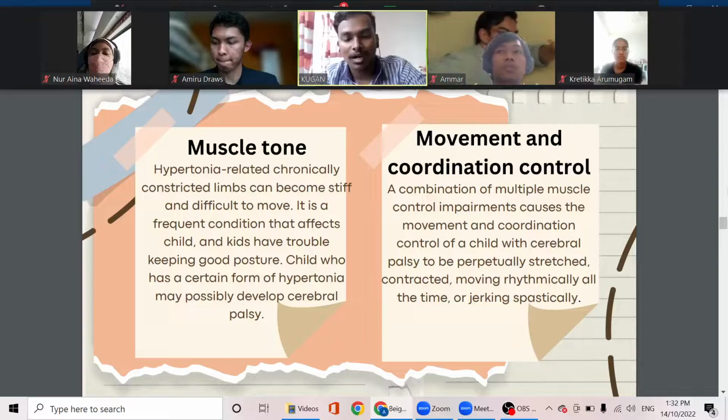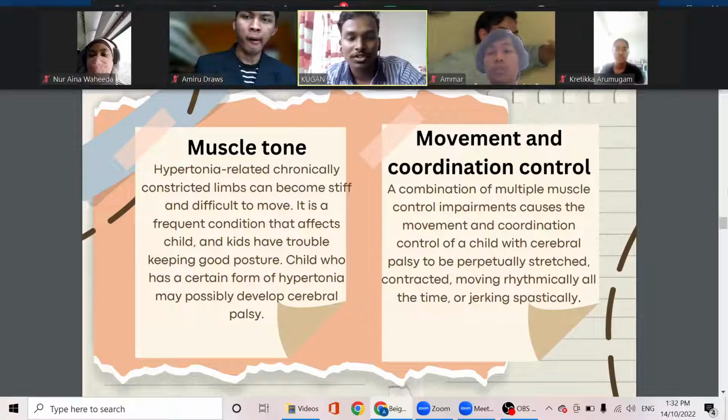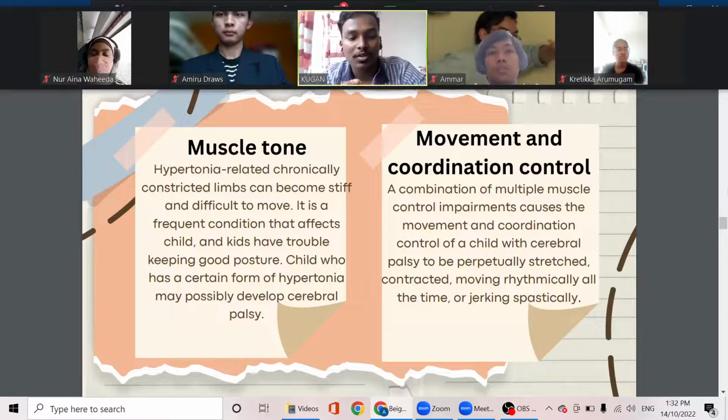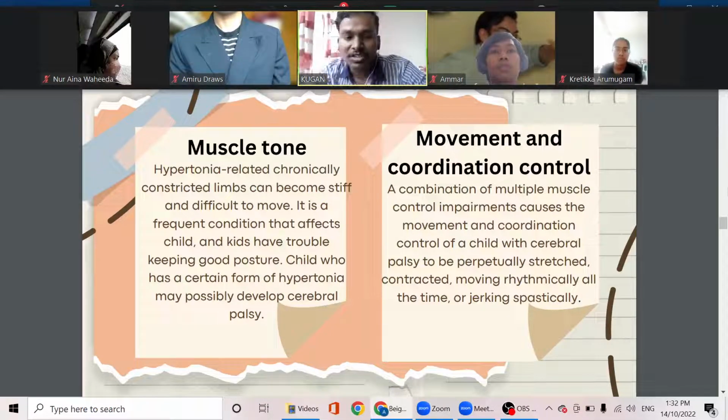Okay, I only choose the 4 points. My first point is about the muscle tone. A person with cerebral palsy can have hypertonia, which leaves the limbs chronically constricted, stiff and difficult to move. So their muscles are like a cramp and they can't move. That's what is called muscle tone. It mostly affects children when they are studying.